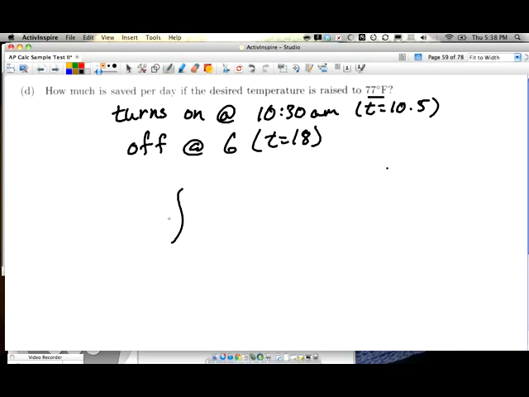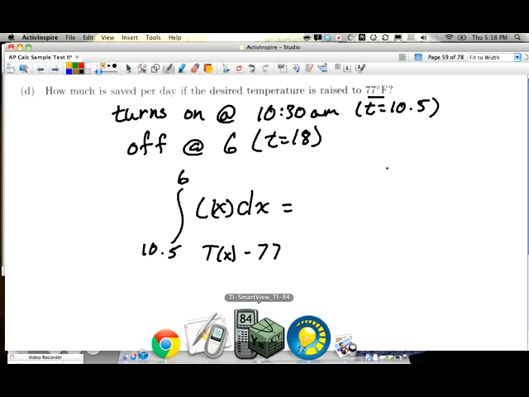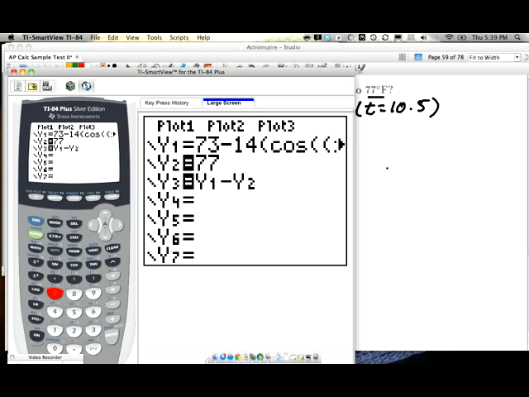So we have the integral from 10.5 to 6 of c of x. And remember, c of x is really the original temperature function minus the initial value, which in this case is going to be 77. So let's see what that would equal. So we have these two turned off. We're going to integrate just the third one.